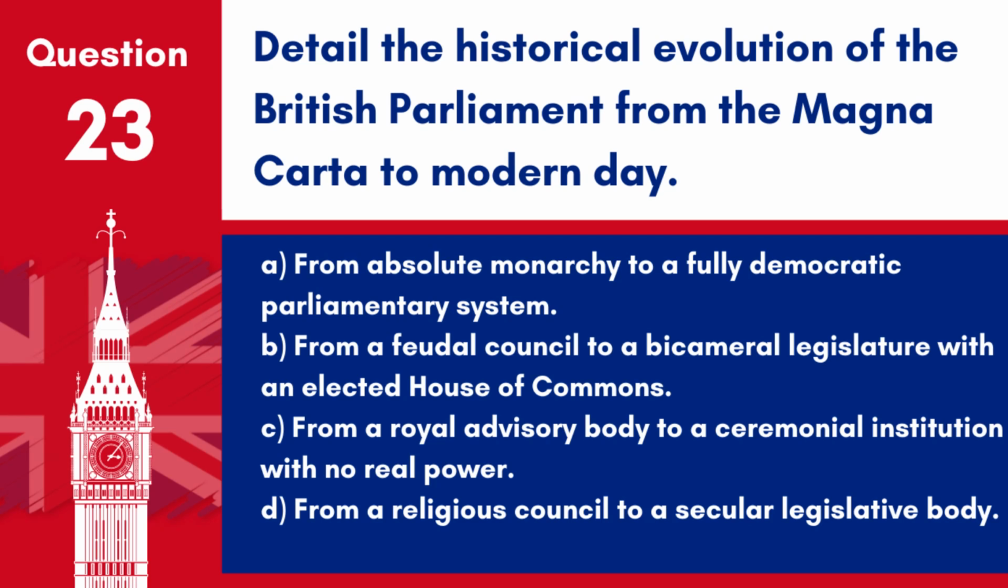B. From a feudal council to a bicameral legislature with an elected House of Commons. C. From a royal advisory body to a ceremonial institution with no real power. D. From a religious council to a secular legislative body. Answer. B. From a feudal council to a bicameral legislature with an elected House of Commons. British Parliament evolved from early advisory roles to the monarch into a complex legislative system with significant powers and democratic elements.